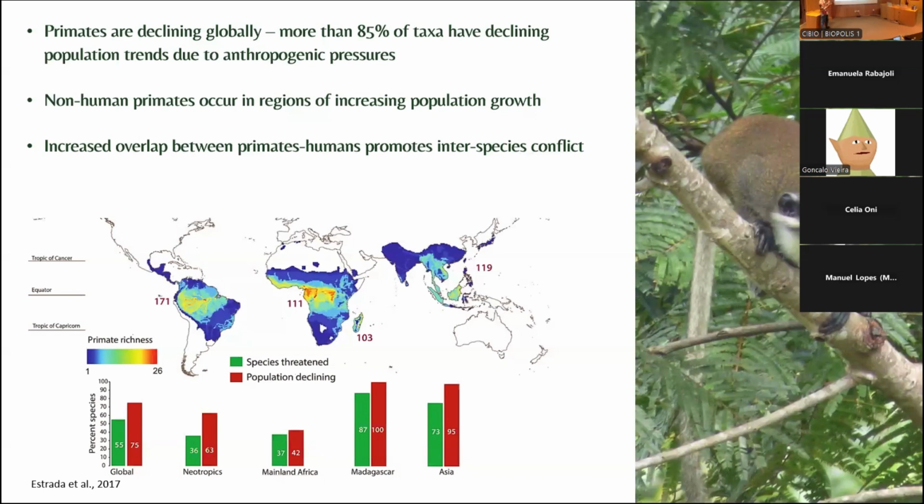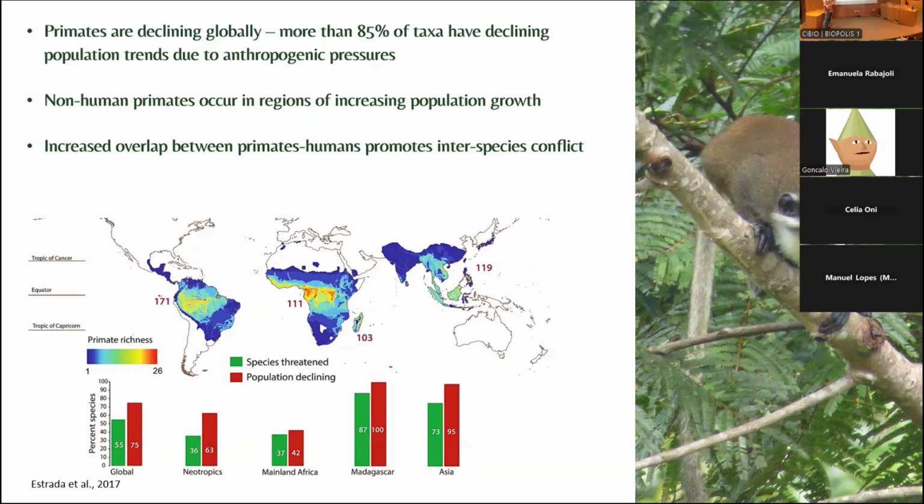And this brings a lot of challenges, right? Not only are habitats being destroyed in these areas, but this destruction, coupled with the population growth itself, is increasing the overlap between the primates and the humans, and also increases the accessibility of humans to areas that were not accessible before. And this can be a problem, right?